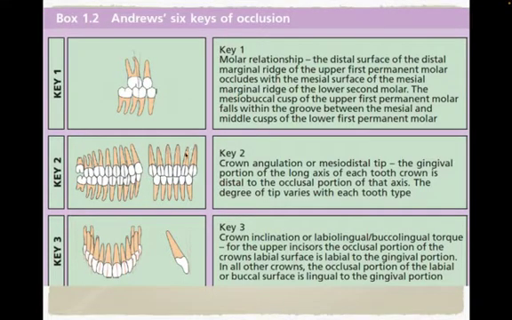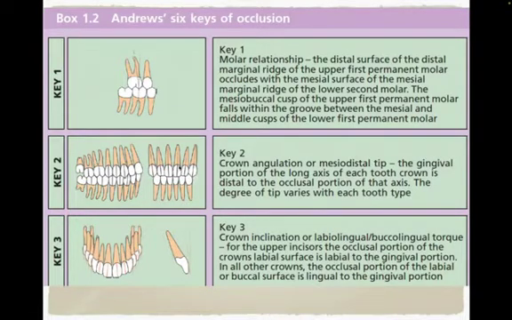the first key is to get the molar into class 1. Now the second key is the crown angulation, or what we call the mesiodistal tip, or what we call the second order bend. He said that the gingival portion of the long axis of each tooth crown should lie distal to the occlusal portion of that long axis. So that means that the teeth should be mesially tipped.